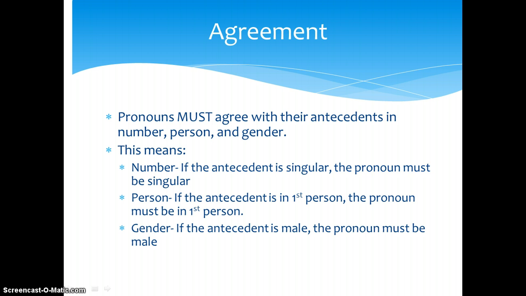And then person, the pronoun must agree in person. So the example in the book: we like to listen to our grandparents' stories. We is in first person, which is a pronoun, and then our is also a pronoun, and it's also in first person. So in terms of person, it means first person or third person. And then gender, if the antecedent is male, the pronoun must be male. The example on page 74, Derek performs his hoop dances. Derek is a man, so your pronoun is going to be male as well. It's going to be his. You wouldn't say Derek performs her dances. Okay, so keep everything in agreement.